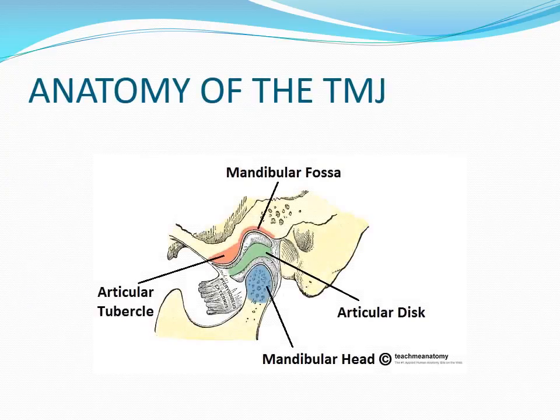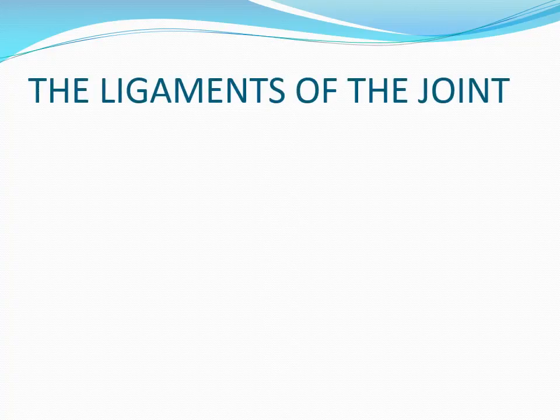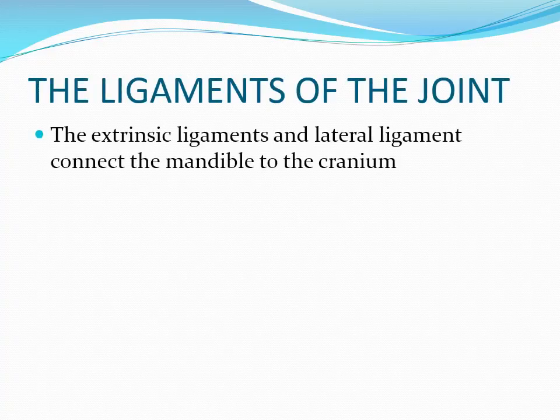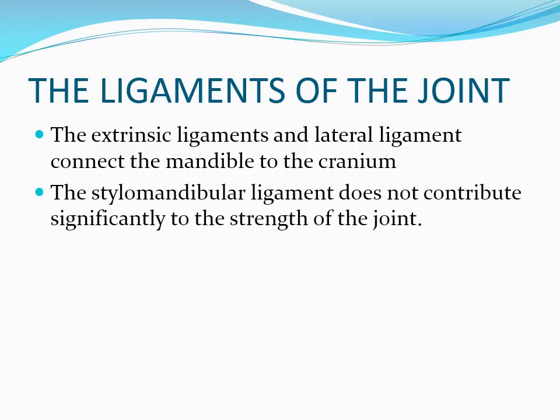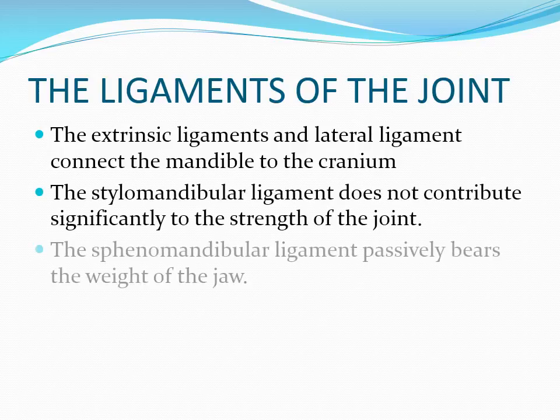The anatomy of the temporomandibular joint is shown in this picture. We have the mandibular fossa, the articular disc, the articular tubercle. We can see the superior compartment and the inferior compartment, which are both divided by the articular disc. The ligaments of the temporomandibular joint are the sphenomandibular ligament, the stylomandibular ligament, and the lateral ligament.